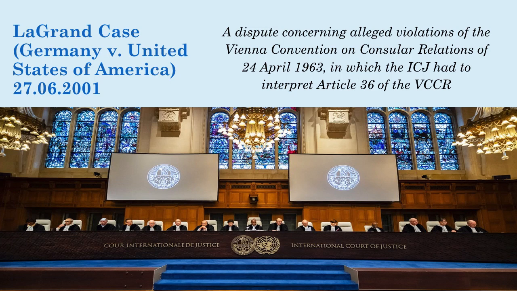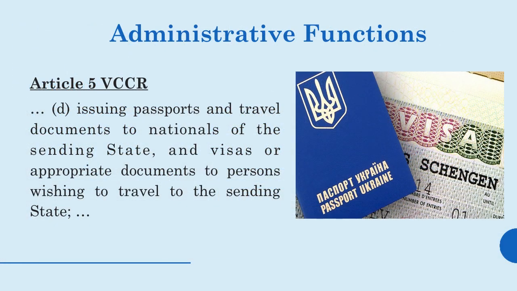Since a review and reconsideration of the convictions and sentences were not permitted after the violation of Article 36, paragraph 1 had been established, also Article 36, paragraph 2 was violated. This provision obliges states to give full effect to the purposes for which the rights accorded under this article are intended. Now let's talk about administrative duties of the consuls.